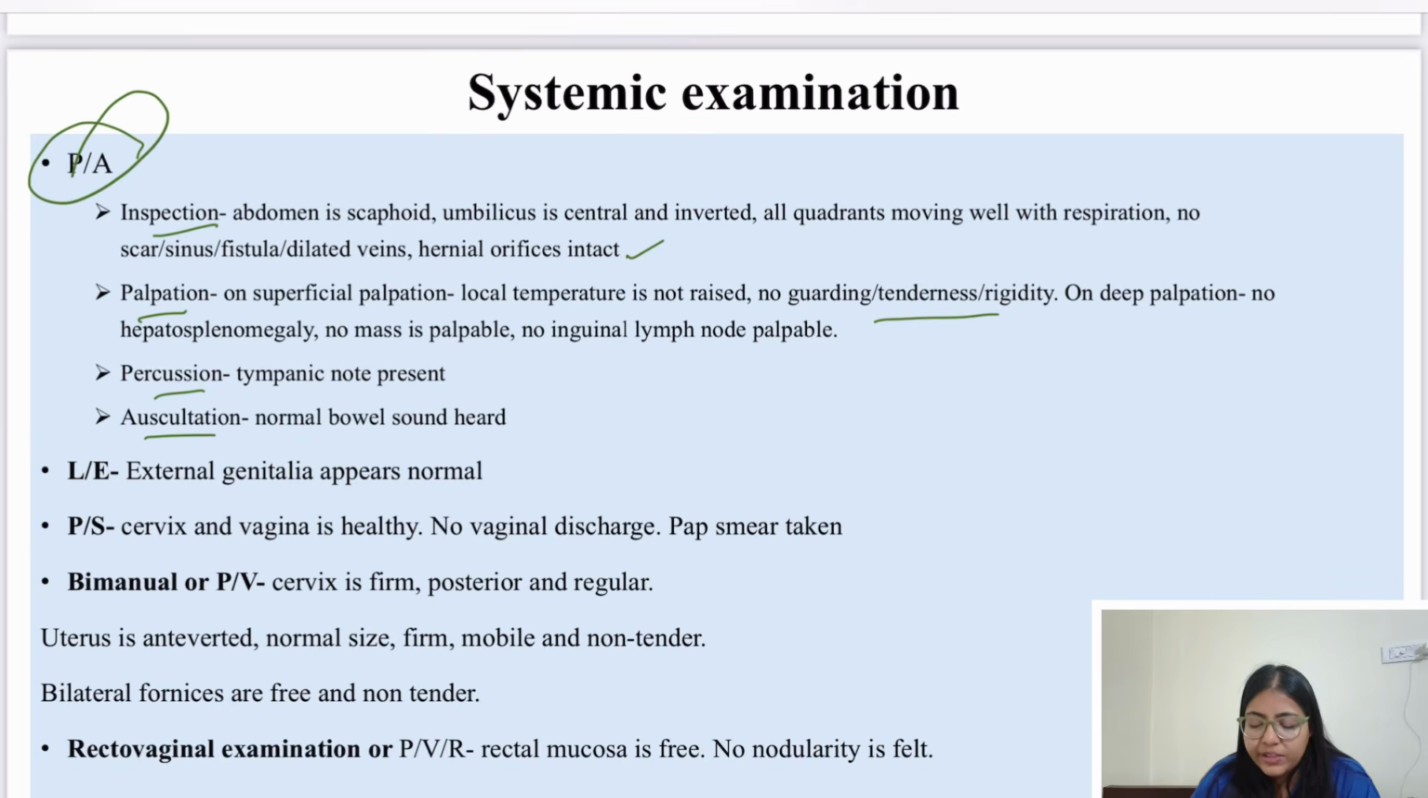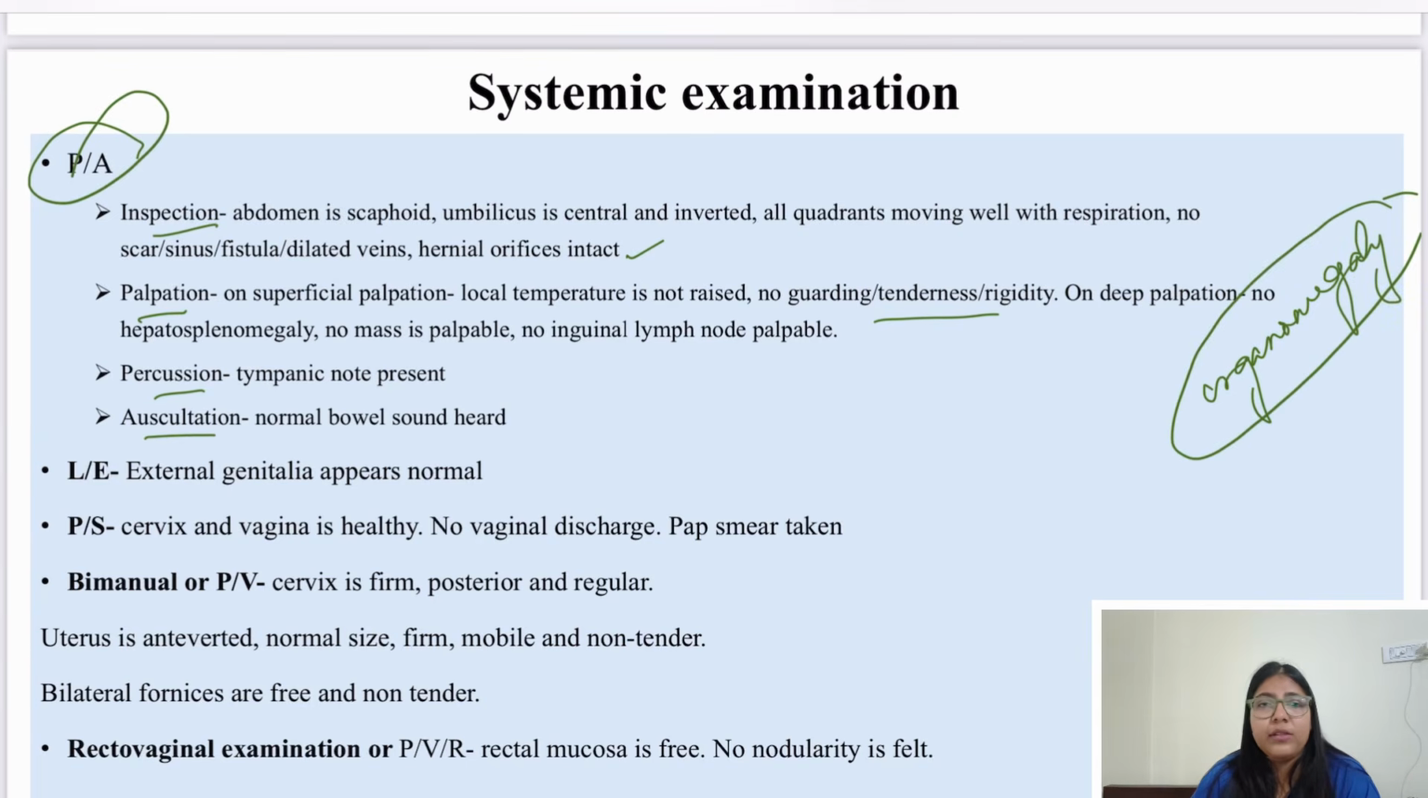In most of the cases, many of the students write organomegaly. So one of my teachers told me that you should not write organomegaly because you cannot palpate all the organs. You cannot palpate the stomach, you cannot palpate the bowel or whatsoever. You can only palpate liver and spleen. So better you mention hepatosplenomegaly, and whether any mass is palpable or not. If not, then no mass is palpable. There is no inguinal lymph node palpable also.